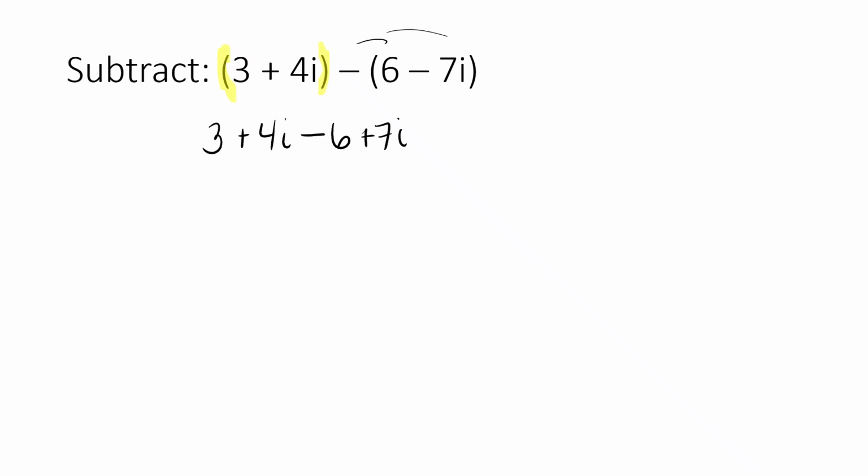All right, and it's the same deal from here on out. So we've got the real pieces: I have 3 minus 6, and then I have my imaginary pieces, which are plus 4i plus 7i. And so 3 minus 6 is negative 3, and 4i plus 7i is 11i. And there we go. So we have our subtraction problem.